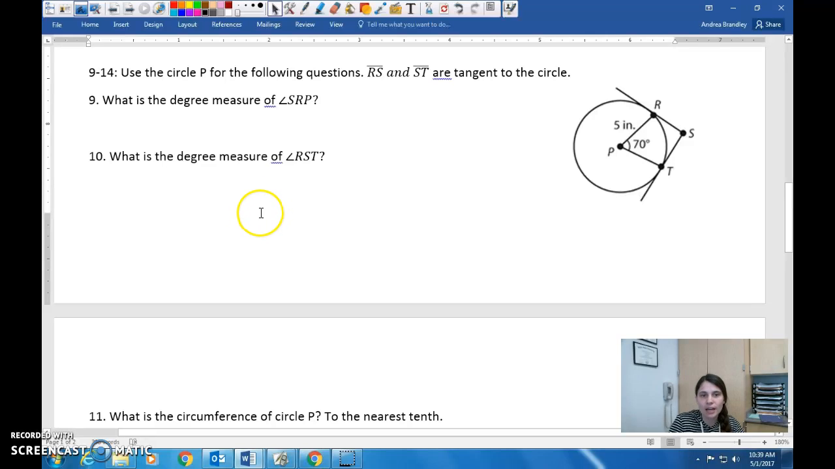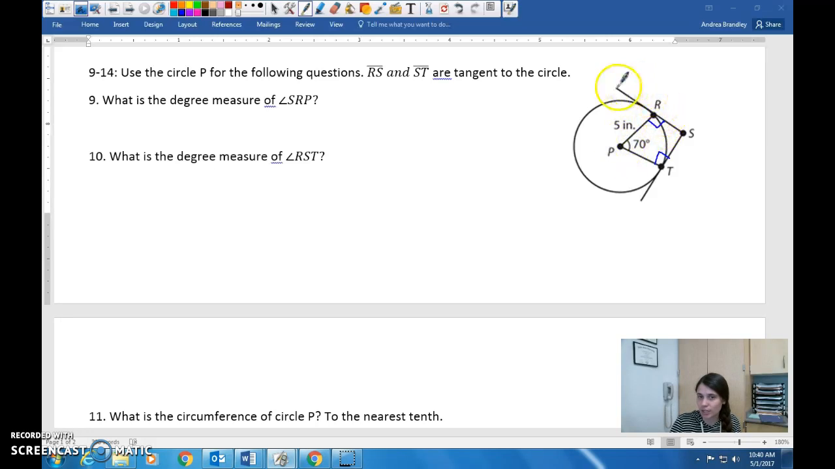Okay, on numbers 9 through 14, we're using this circle right here. And the first thing before I even look at the questions is remind myself what I know about this. So I know that the central angle and the circumscribed angle add to 180. These two right here add to 180, which means these two also add to 180, and they're the same. So these two angles are always 90 degrees, no matter what circle you're dealing with.